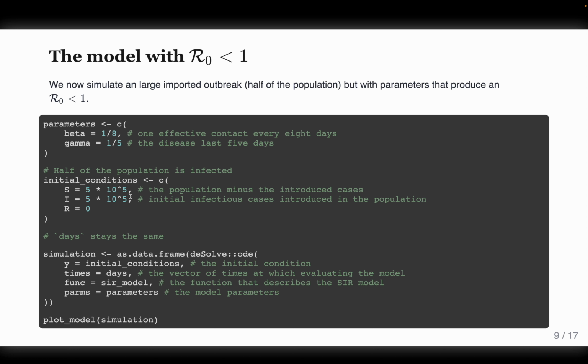an imaginary population in which half of the people is susceptible, and then suddenly we have the same amount of people that immediately gets infectious. Of course, this is not possible in reality, but it's just to create an extreme situation to show what having R0 below 1 produces. Then the rest of the code is the same. We produce our simulation and we plot it.